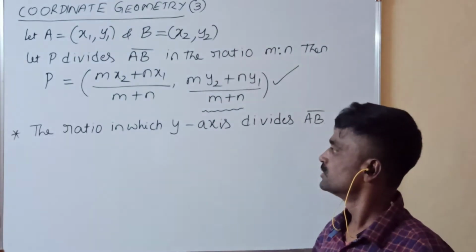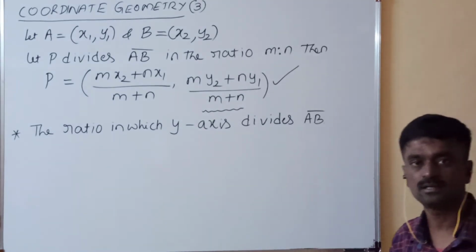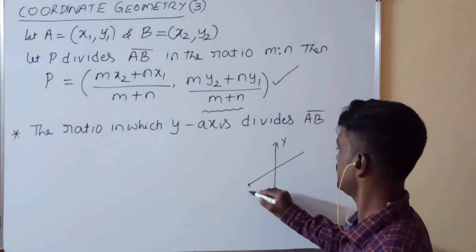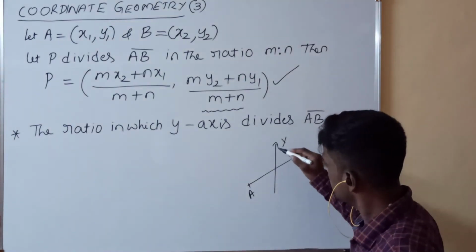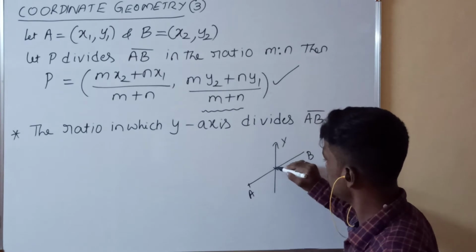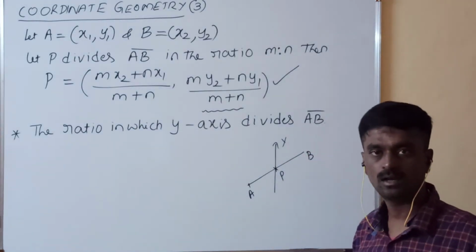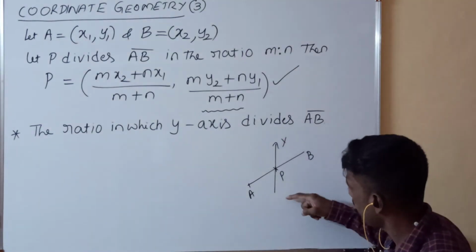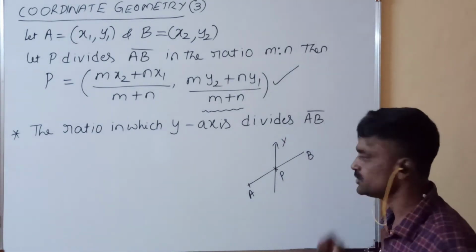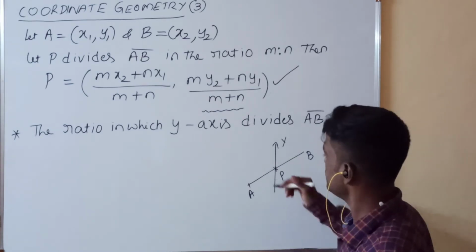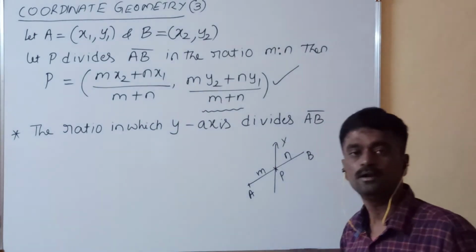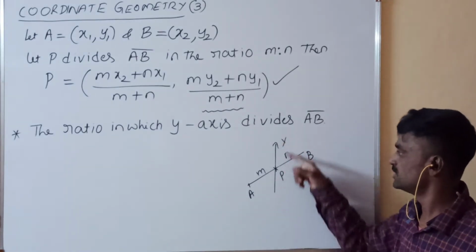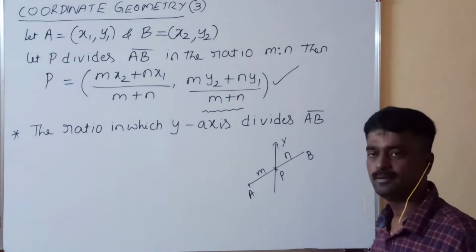So look at the next formula: the ratio in which the y-axis divides the segment AB. This is the y-axis and suppose this is the segment AB. Suppose the y-axis intersects the segment AB at P. That means the y-axis divides the segment AB in the ratio AP is to PB. Let this AP is to PB be m is to n. Now we have to find that m is to n value. Here also we assume that the y-axis divides the segment AB in the ratio m is to n.